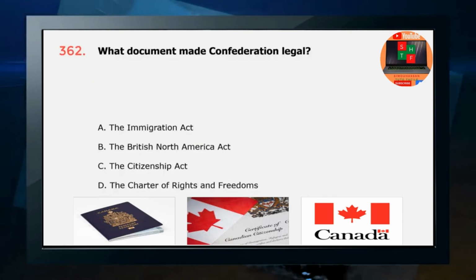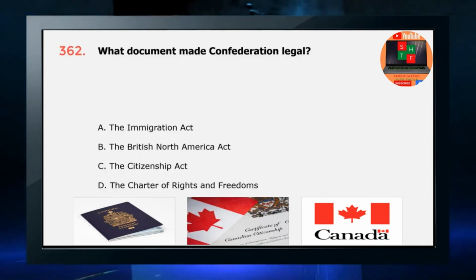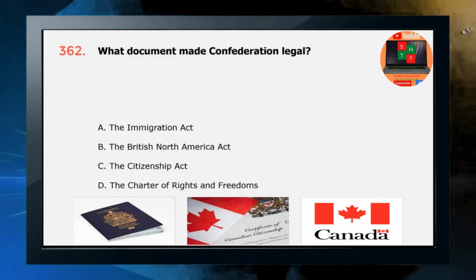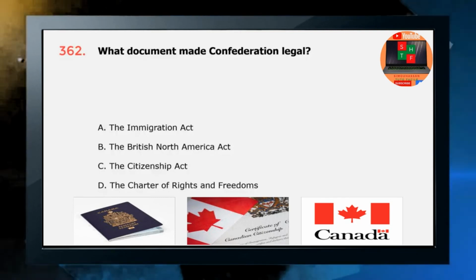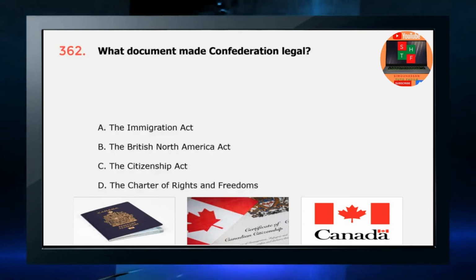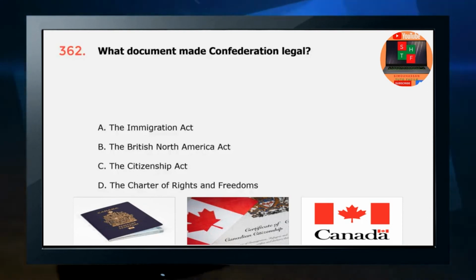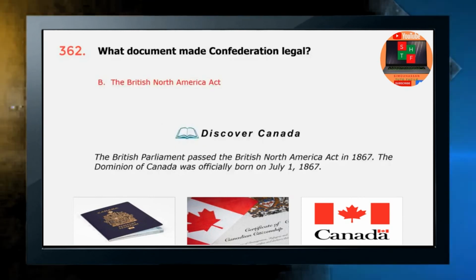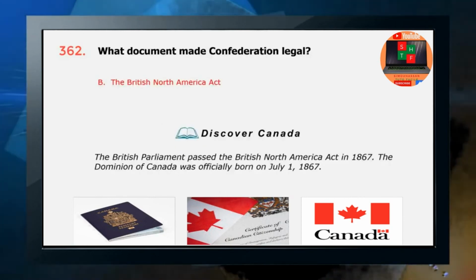Question 362. What document made Confederation legal? A. The Immigration Act. B. The British North America Act. C. The Citizenship Act. D. The Charter of Rights and Freedoms. The answer is B. The British North America Act.